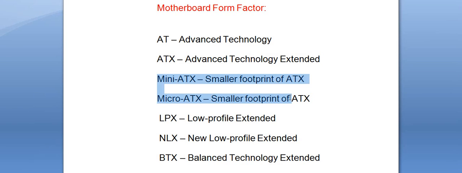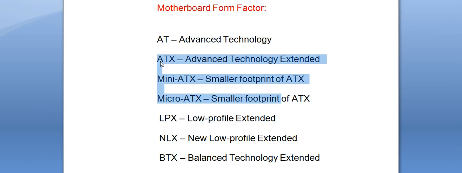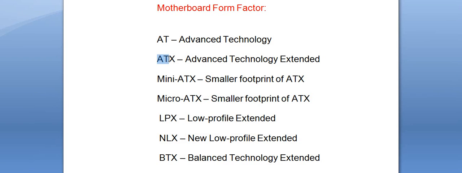So these two here and the ATX as well, these three would be well more common than the AT here. You probably wouldn't even see this anymore, but you've got to know this to understand where these came from, you know what I mean. So, Advanced Technology Extended.